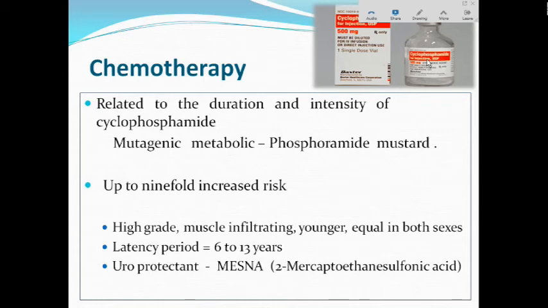So what protection is used whenever you give cyclophosphamide? You also give infusion of Mesna, 2-mercaptoethane sulfonic acid. This is a protectant which decreases the risk of cyclophosphamide induced malignancy of bladder. So this is always administered along with cyclophosphamide in patients who are receiving cyclophosphamide.